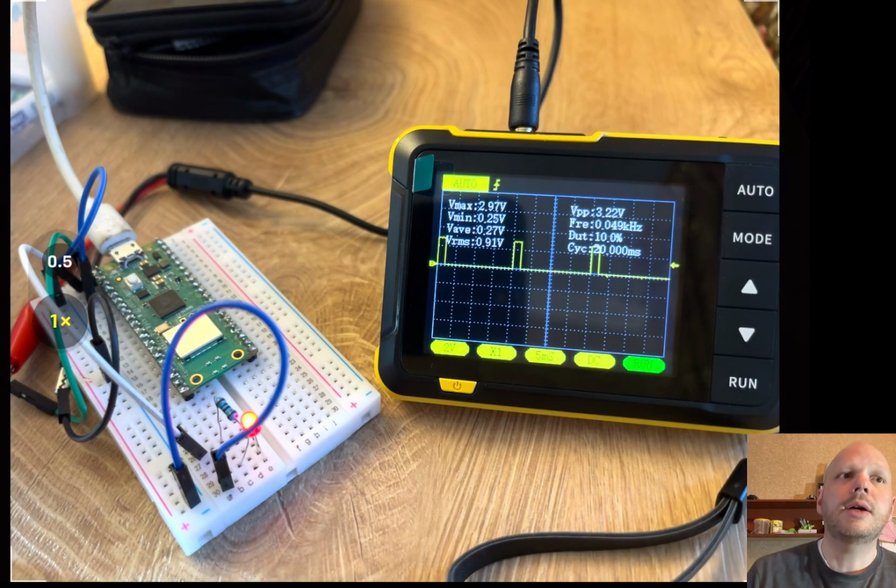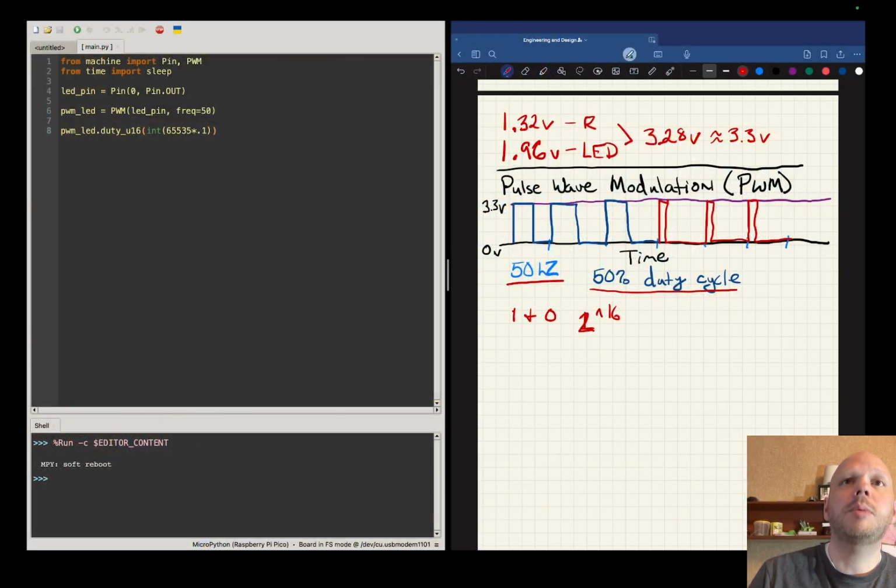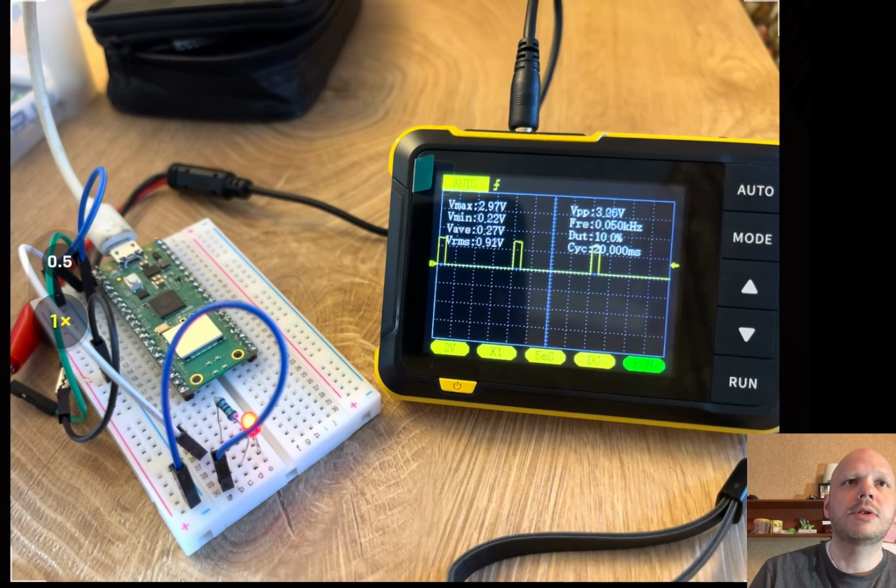Now our duty cycle of 10% is what we put in here. We put in times 0.1, so we're doing 10% of 65,535. So let's do it to 0.5. And I'm going to jump back over to my screen, and then I'm going to send my code so you can see the oscilloscope and the brightness change. I'm going to click send now, and boom, you can see the LED got brighter.